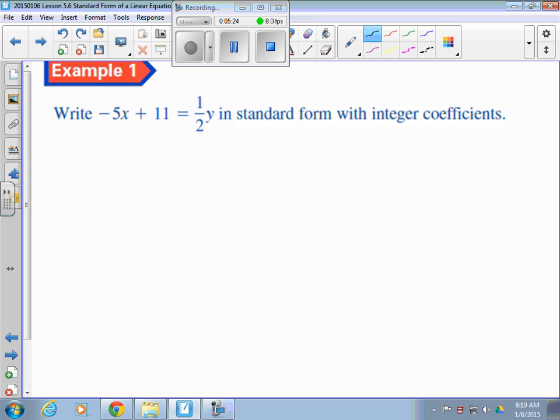Okay, so here's an example that's not on your sheet. On the back, write negative 5x plus 11 equals 1/2 y in standard form with integer coefficients. Now, we didn't have an example that looked just like this a second ago. Get rid of that half y. This says divide by 2. We know how to cancel out divide by 2. Multiply everything by 2. See if you can do just like on this one that we just did a second ago. Take about 1 minute.